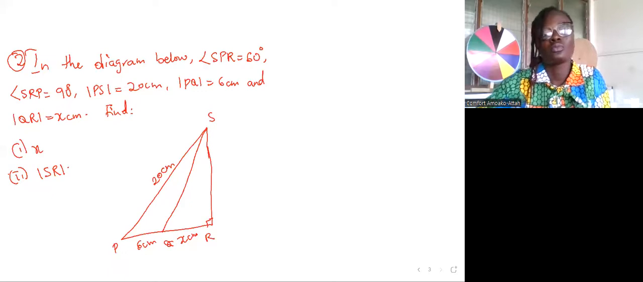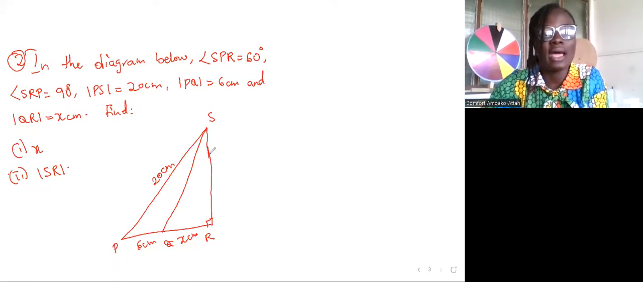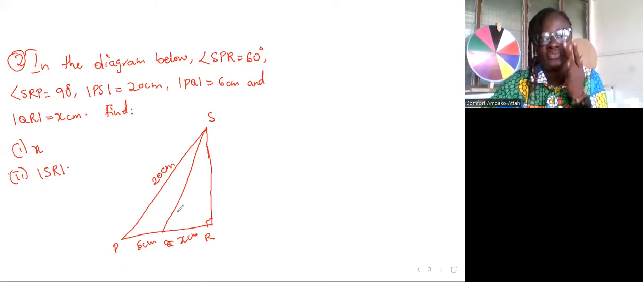I believe you're enjoying the class. Our example 2. So this is our second example. The diagram below, we have a diagram here.